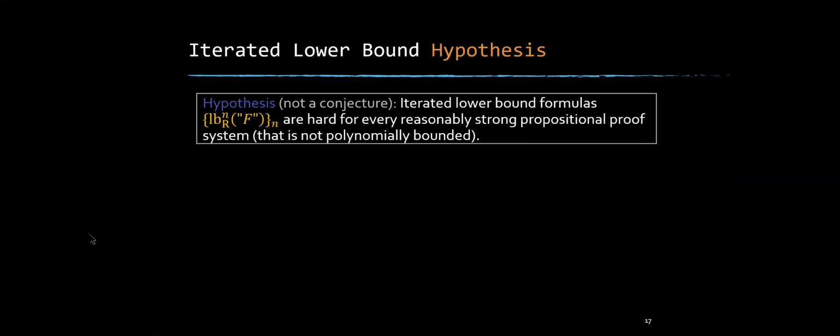First, we put forth this hypothesis. It's not precisely a conjecture because there might be some cases where it's not true or we are not convinced that it is true. So the hypothesis is the following: iterated lower bound formulas like this are hard for every reasonably strong propositional proof system that is not polynomially bounded. So we think that this may be hard for every propositional proof system, and we show some initial results.